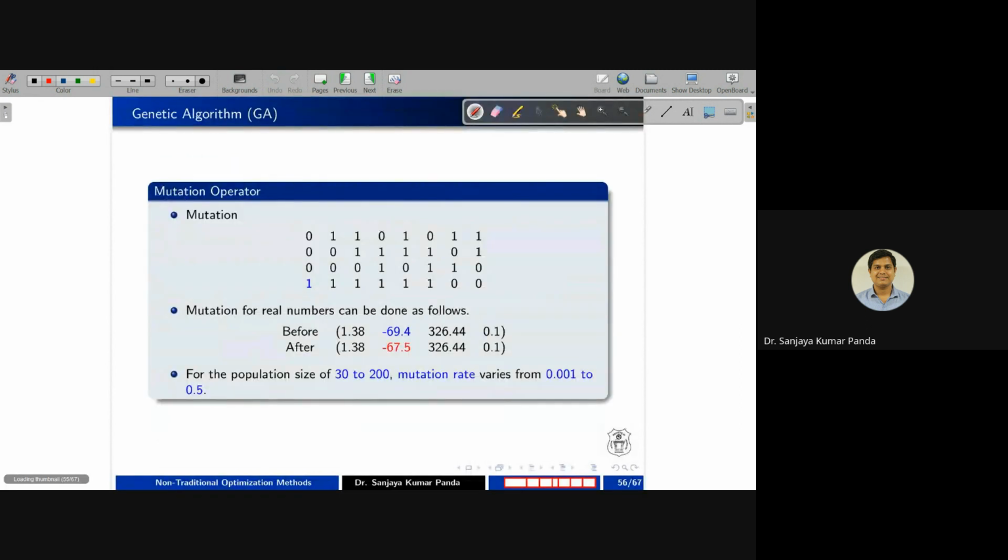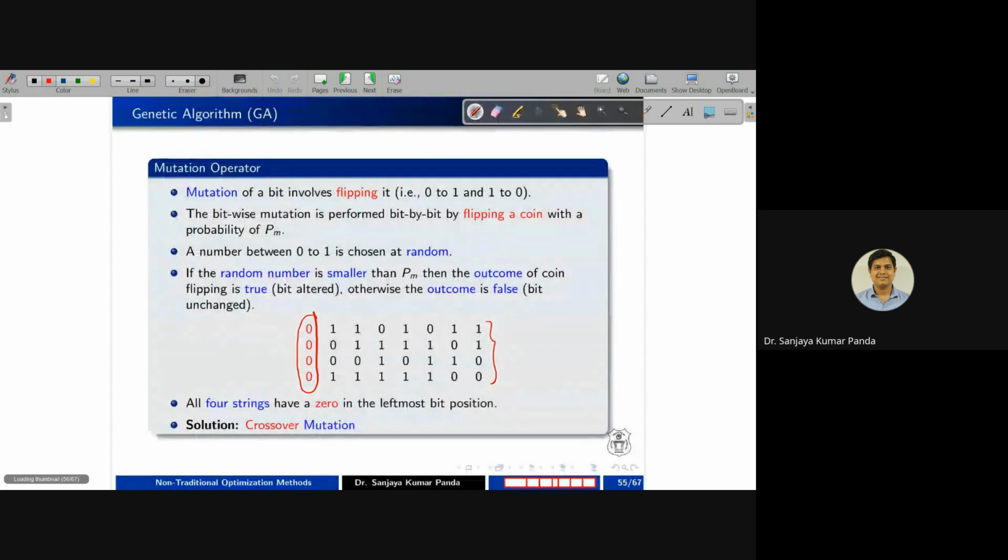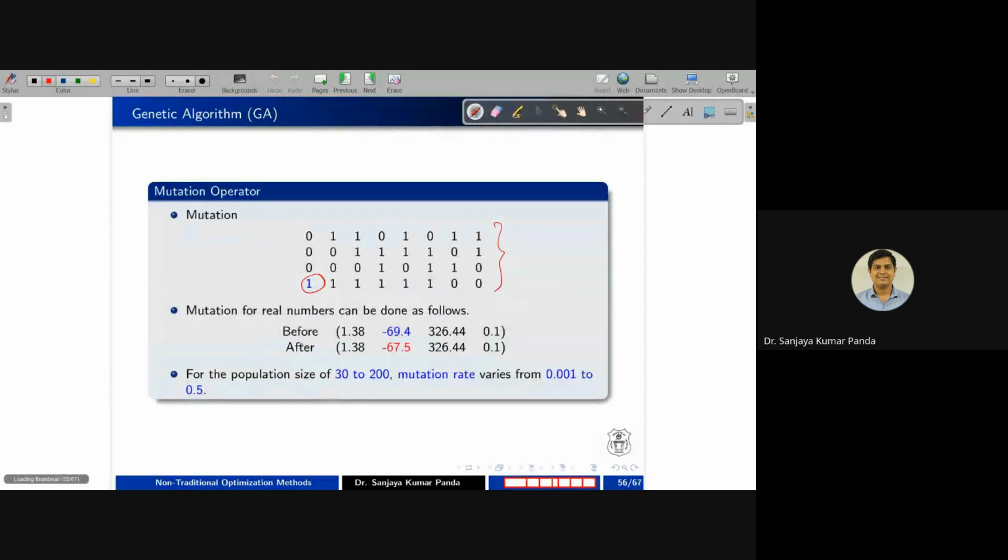For example, in a particular population, I have selected this particular bit, which is earlier 0, and I have flipped that particular bit. So 0 is now changed to 1, right? Similarly, if you go for a real number, let's say minus 69.4, I have flipped it to another value, that is minus 67.5. I have generated another value. This we cannot do in the case of crossover, but we are doing it in the process of mutation.